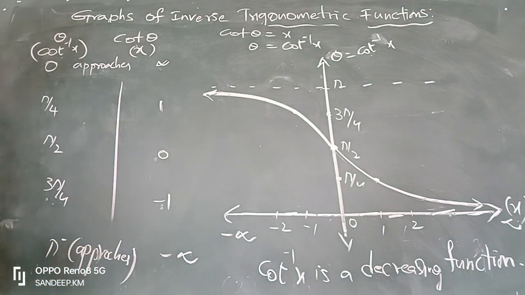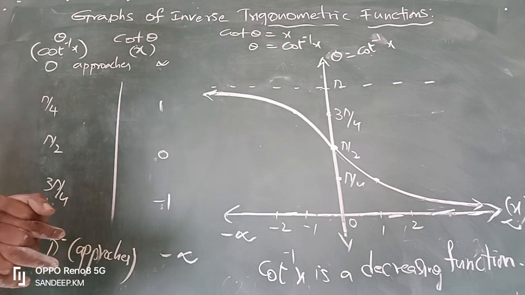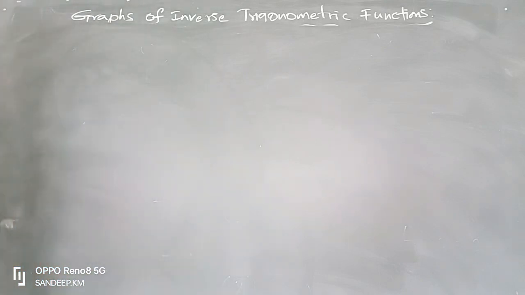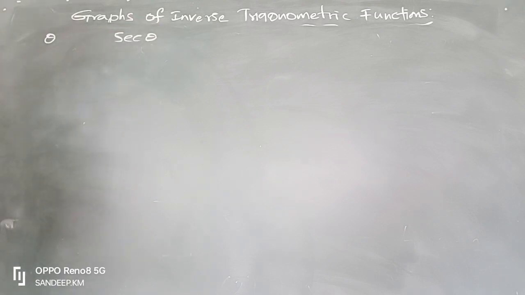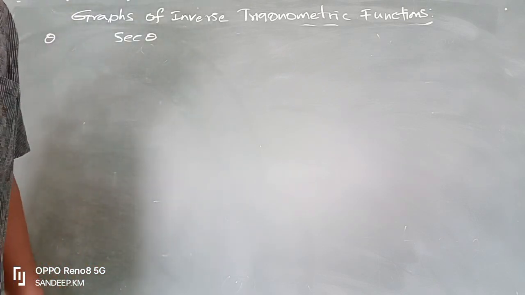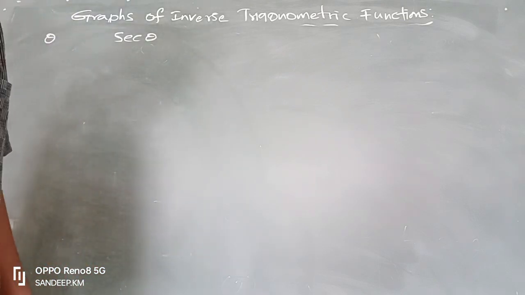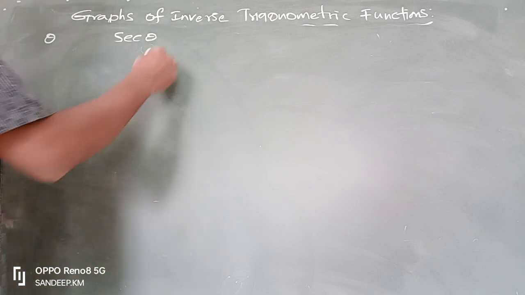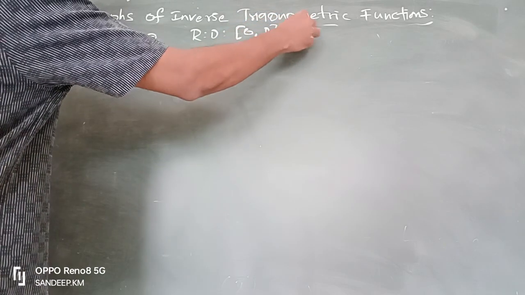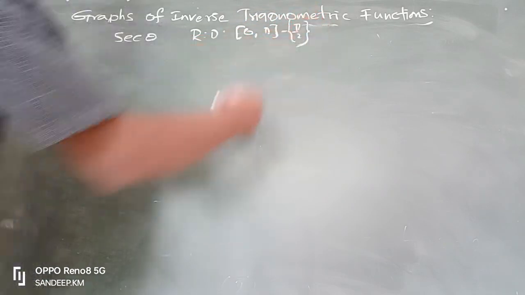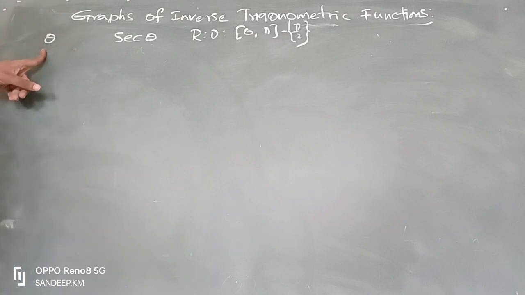Next two more are the secant inverse x and cosecant inverse x. The next one is secant inverse x. First of all, theta and secant theta. Remember, the restricted domain of secant theta looks like that of its reciprocal cos theta, which is from 0 to pi. The restricted domain is 0 to pi except pi by 2. So theta also will be from 0 to pi except pi by 2.